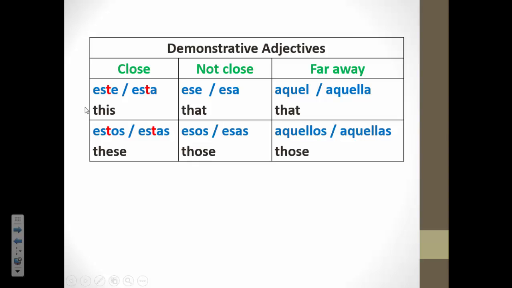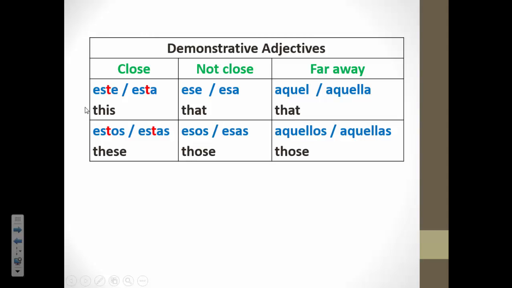If an item is not close to the speaker and they want to say that item instead of this item, they use the words ese or esa. Again, ese is used for masculine nouns and esa is used for feminine nouns. If you have more than one item and you want to say those items, you could say esos or esas, depending on whether it's masculine or feminine. And remember, they're both plural. So if the items are masculine, you use esos. If they're feminine, you use esas.